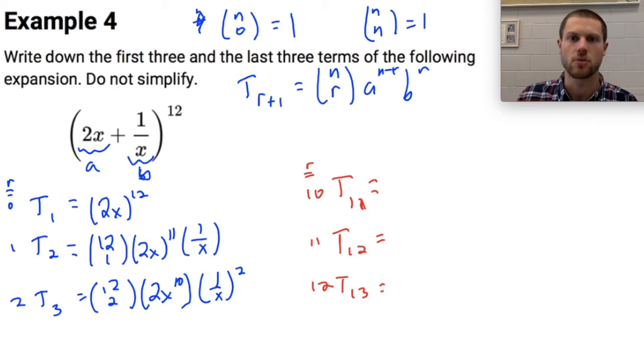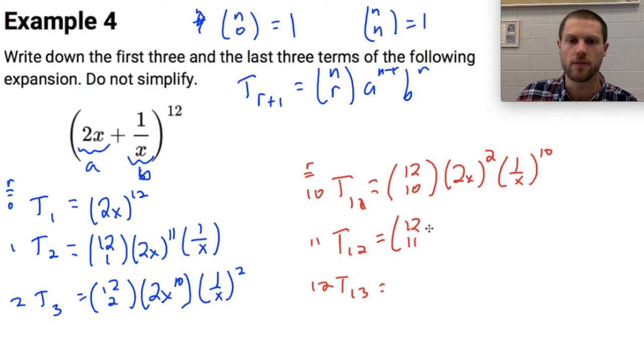And then for my last 3 terms, I'm going to do the same thing as before. When r is equal to 10, this is going to be 12 choose 10 times a, which is 2x, to the 12 minus 10 power, so the second power, times 1 over x to the 10th power. My 12th term will be 12 choose 11 times 2x to the first power times 1 over x to the 11th power. Then my 13th term will be 12 choose 12, and again that equals 1, so I'm going to leave that out. I'm also going to leave the 2x out, because that'd be 2x to the 0 power. So instead I'll just write 1 over x to the 12th power.